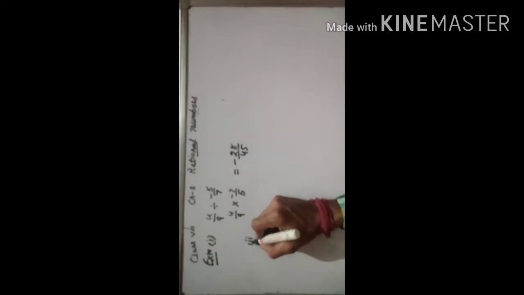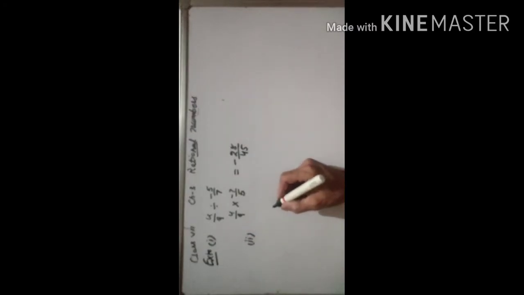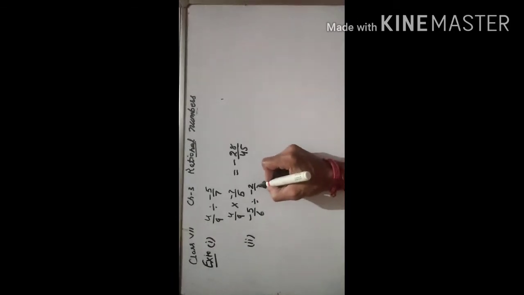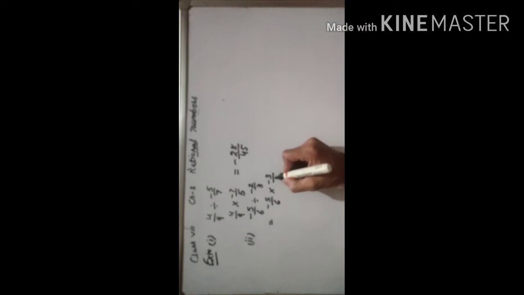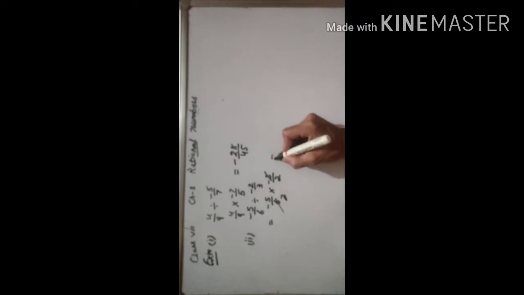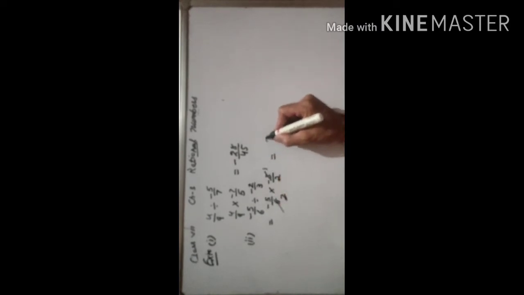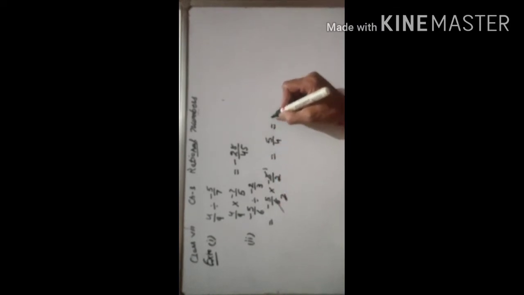Second part is minus 5 by 6 divided by minus 2 by 3, that is minus 5 by 6 into minus 3 by 2. 3 twos are 6, 3 cancels. Now minus 1 into 5 is 5 by 4, that is 1 1 by 4.